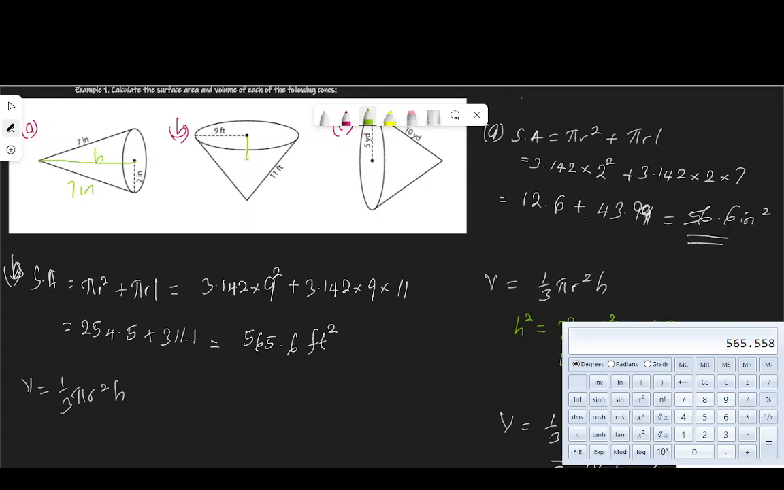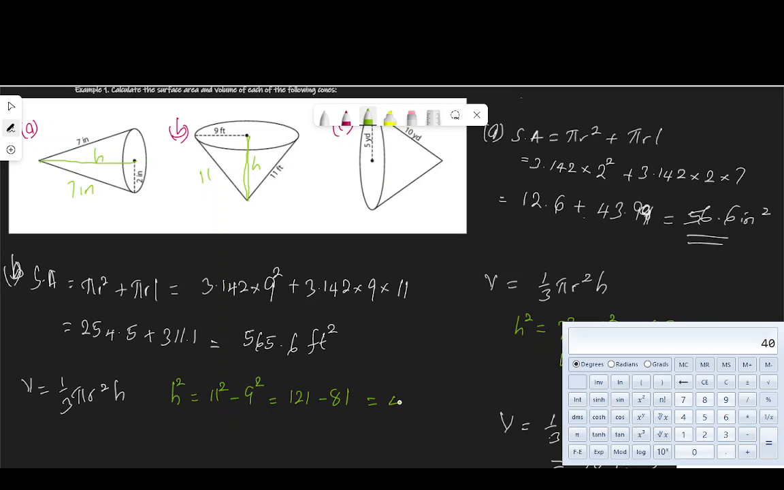I'll drop a perpendicular there, which will form the height of the cone. The height h. Using Pythagoras, of course, here is 11. So if you apply Pythagoras theorem, you can get h here. H square is equal to 11 square minus 9 square. 11 square is 121, 9 square is 81. So 121 minus 81.